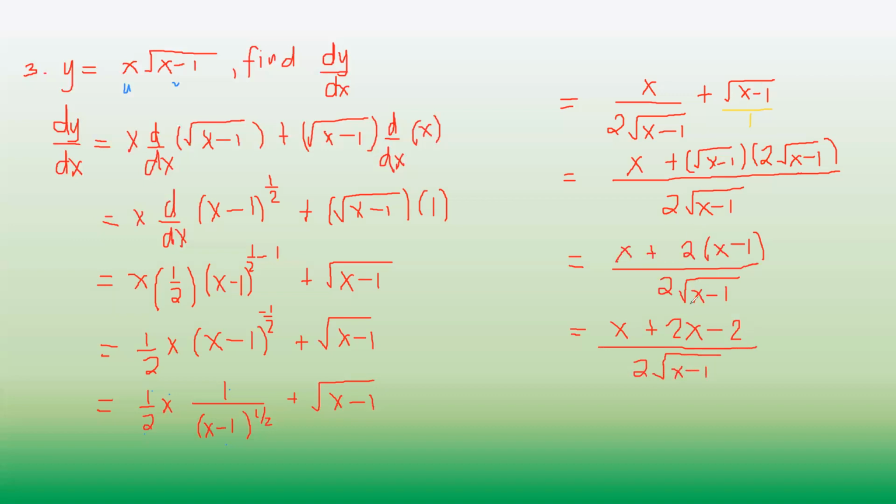Or pwede pagsamahin to, no, itong x saka yung 2x. And we will have 3x. So 3x minus 2 all over 2 square root of x minus 1. So this is our dy over dx. So yun yung ating simplified answer. Pwede nyo rin ito i-multiply ng square root of x minus 1. Pwede rin naman yun. Okay.